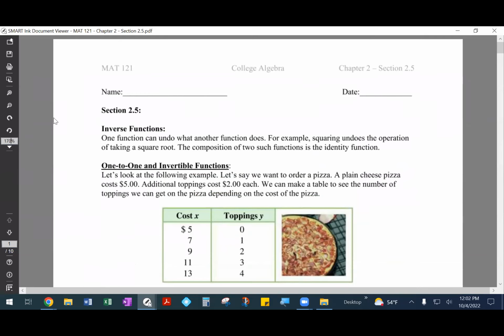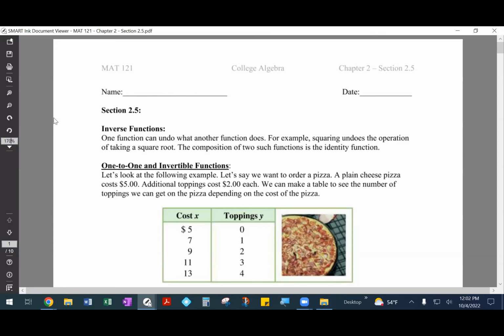This one is inverse functions. So when you think about inverse functions, or even the word inverse, what comes to mind? Just a basic definition. What do you think about when I say inverse? Inverted. Opposite. Anybody else?